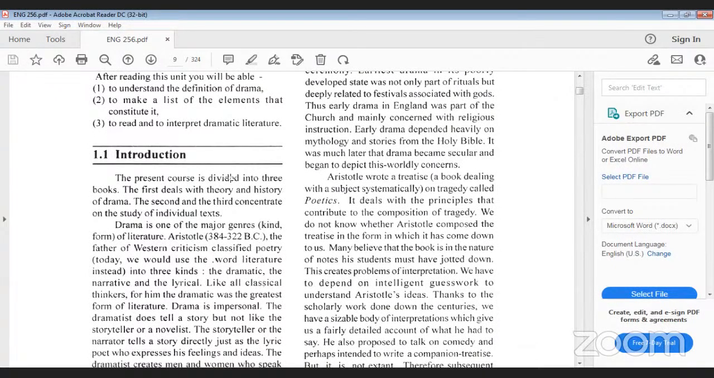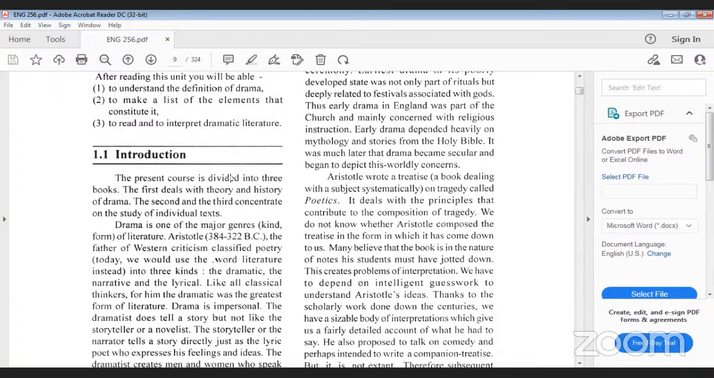The present course is divided into 3 books. The first deals with the theory and history of drama. The second and the third concentrate on the study of individual texts. Drama is one of the major genres, kinds of literature.